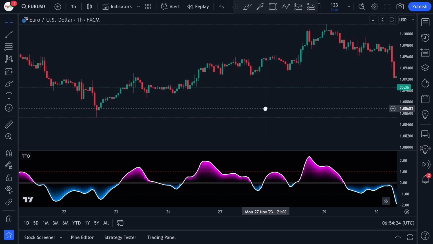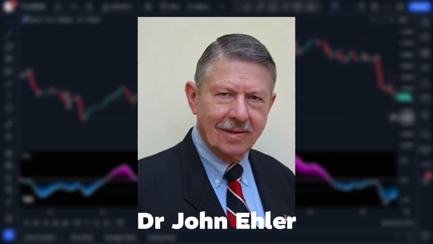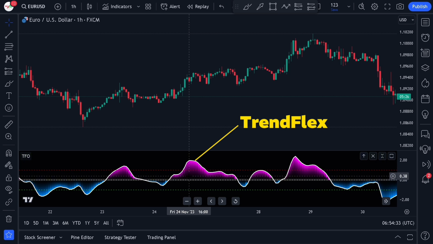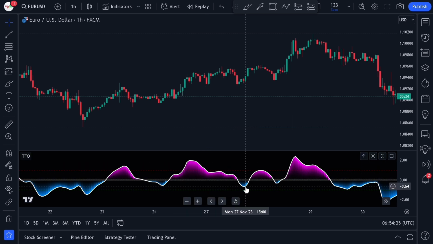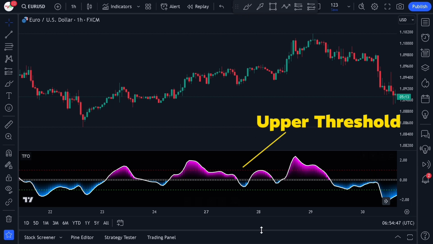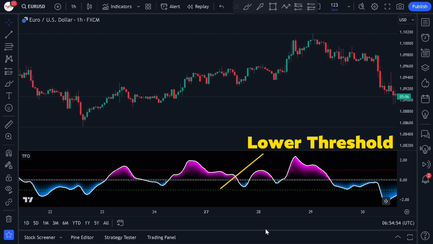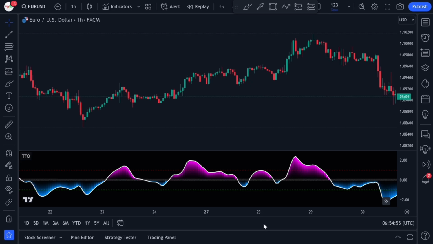This indicator was originally formulated by Dr. John Ehlers, and it's an excellent oscillator for evaluating momentum and direction of the market. This white line that you see here is the Trend Flex line, and depending on being above or below the center line, it has a background color: when it's above 0, pink, and when it's below 0, it becomes blue. We also have this red dotted line, which is the upper threshold, set at 1, and this green dotted line, which is the lower threshold, set at -1.